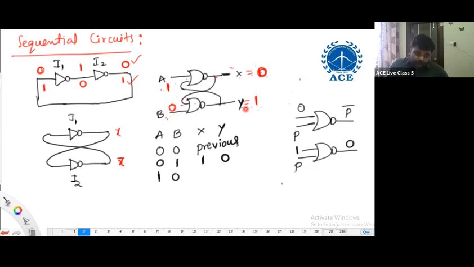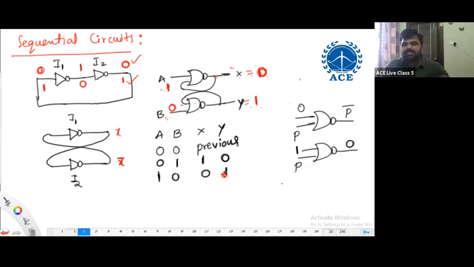Irrespective of existing, once again, XY is settling to 0, 1. That means again it is modifying X to 0, Y to 1. Irrespective of existing, when you are applying 1, 0 on inputs, XY becomes 0, 1.